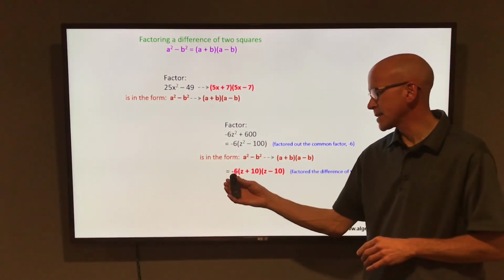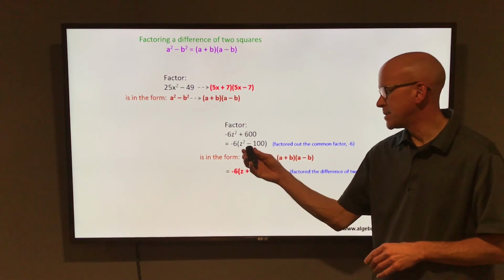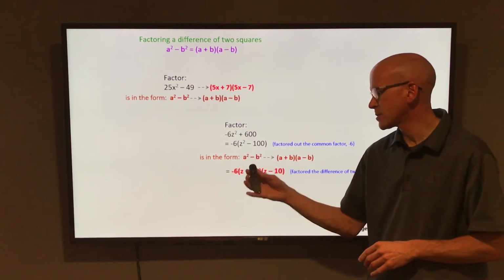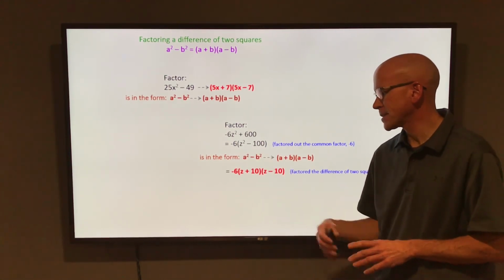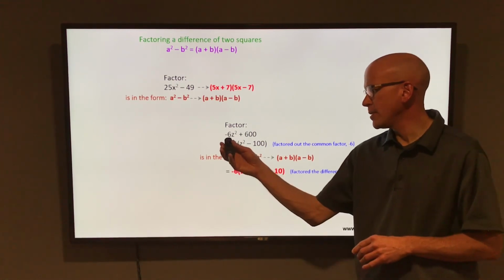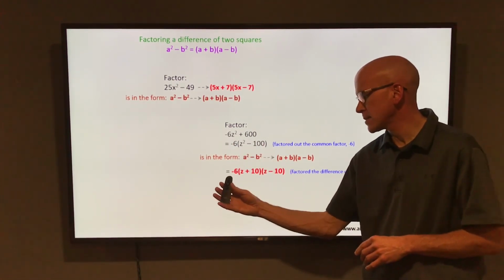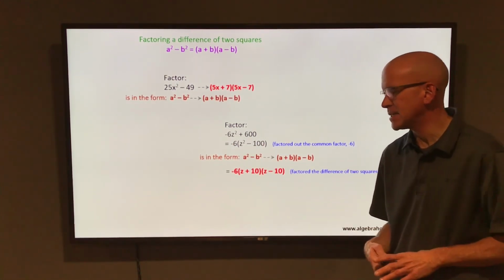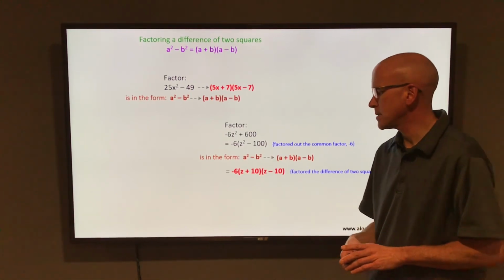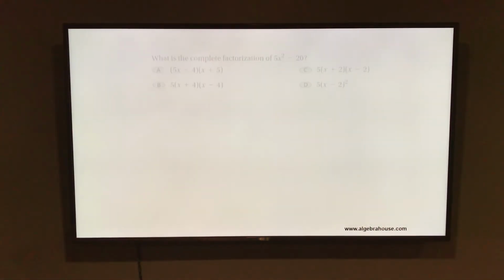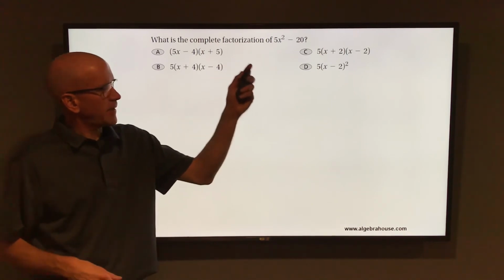So you have that negative 6 out front. Don't forget that. The z squared minus 100, that difference of two squares, factors into z plus 10 times z minus 10. So completely factored, negative 6z squared plus 600 is negative 6 times z plus 10 times z minus 10. What is the complete factorization of 5x squared minus 20?